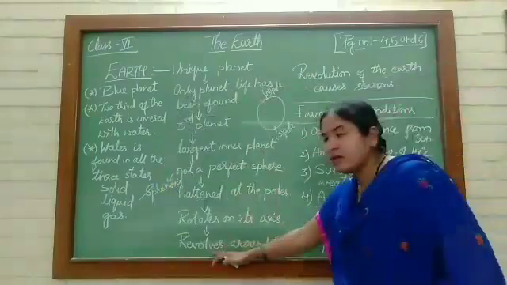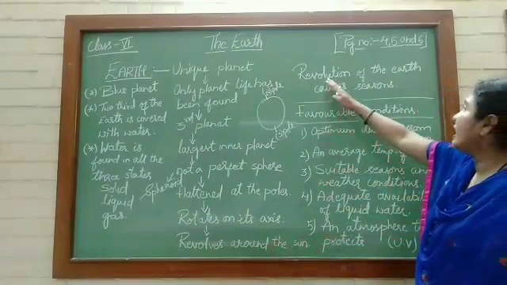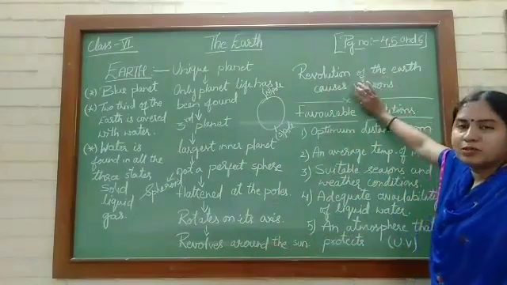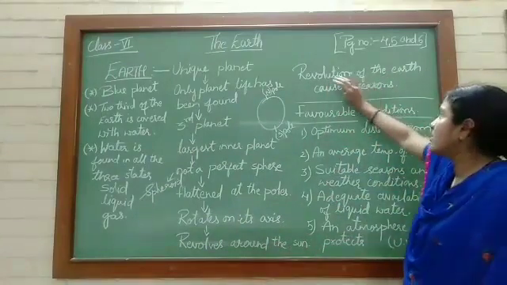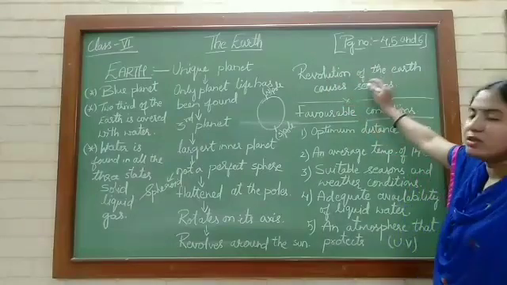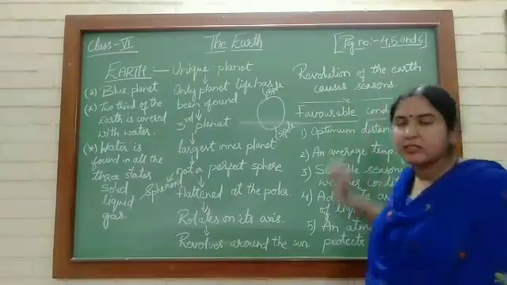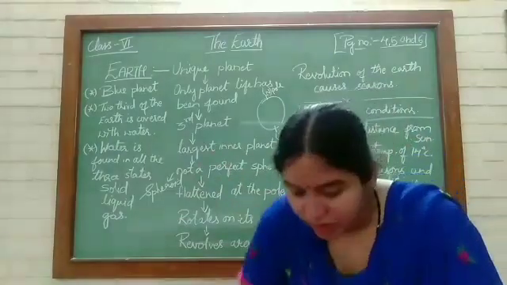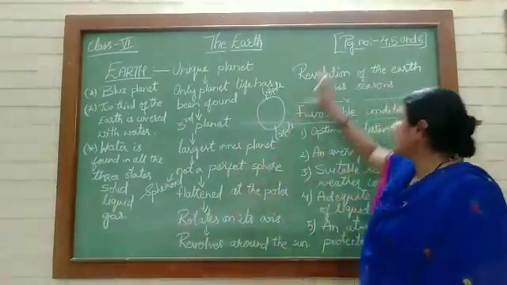Revolving around the sun is called a revolution. And this revolution causes the seasons on earth. The different seasons we are going to have. Okay, till now is it clear?